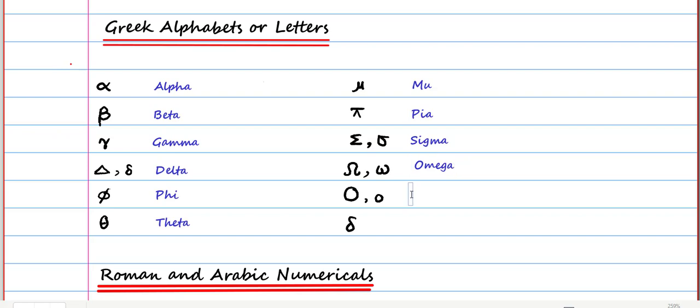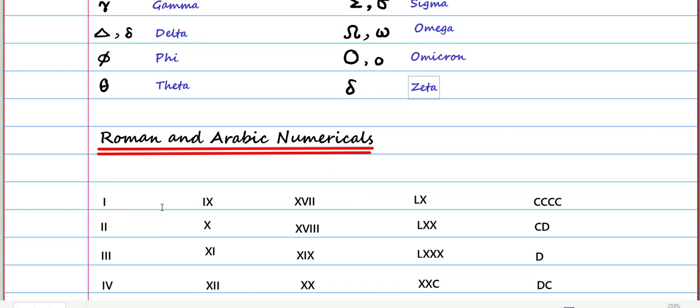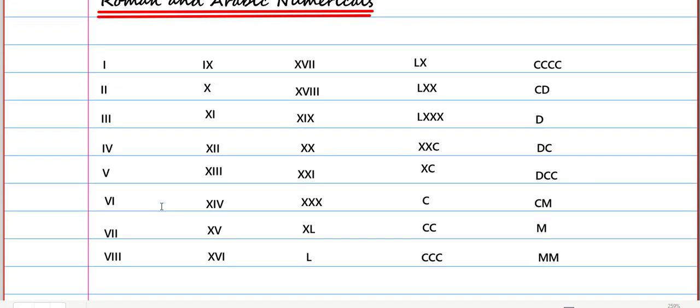And what does this represent? Either capital O or small o, an O-shaped symbol. This is known as omicron. What does this symbol mean? This symbol means zeta. Okay, these are Greek alphabets and their abbreviations. We usually encounter these symbols during our calculations and different equations. So that's it for the Greek alphabets or letters, and our next part is Roman and Arabic numbers.